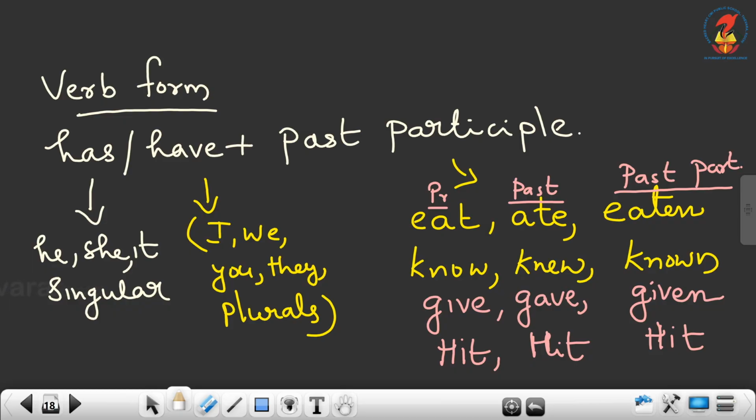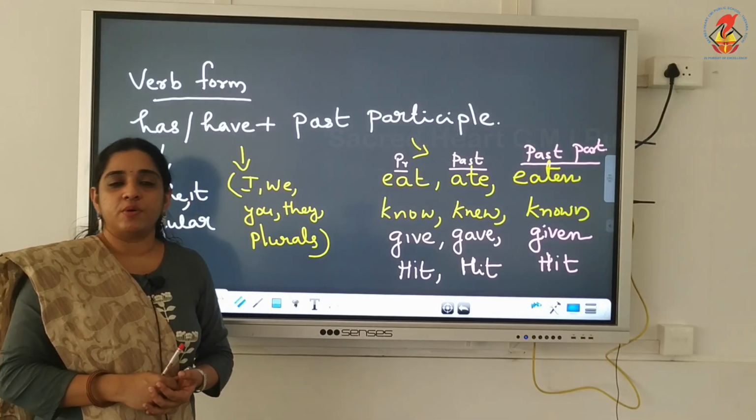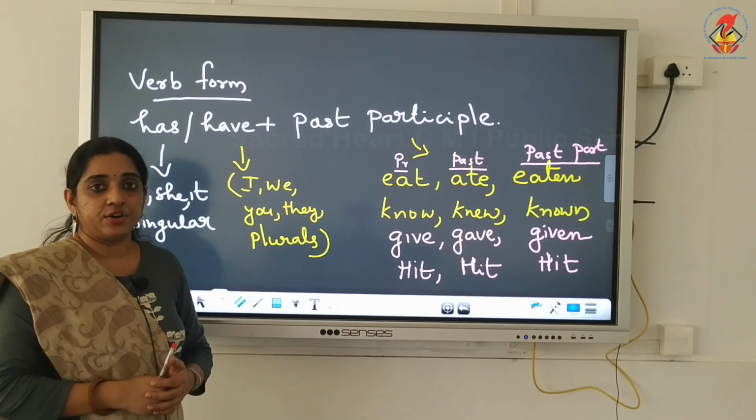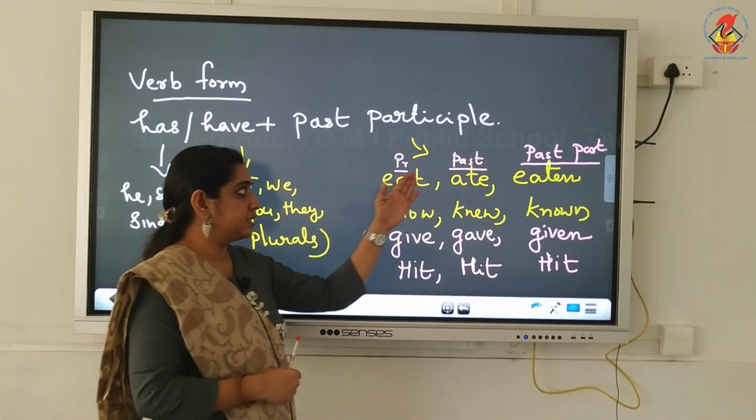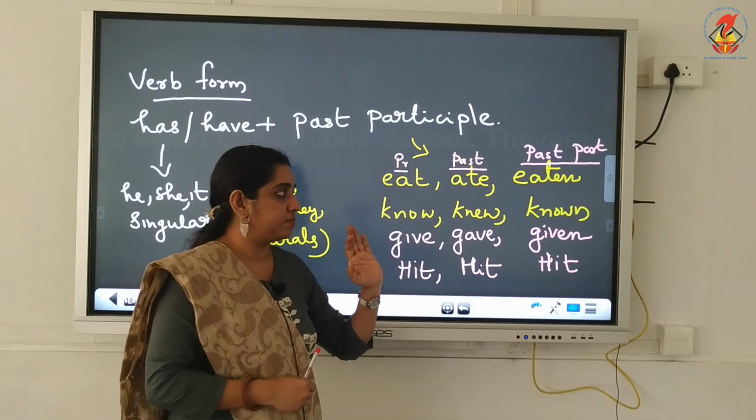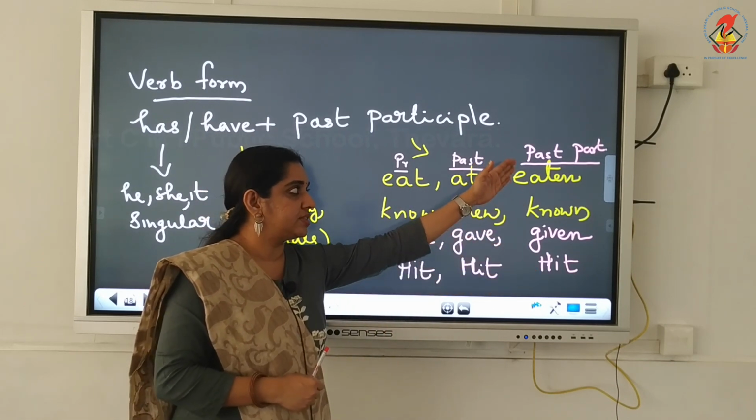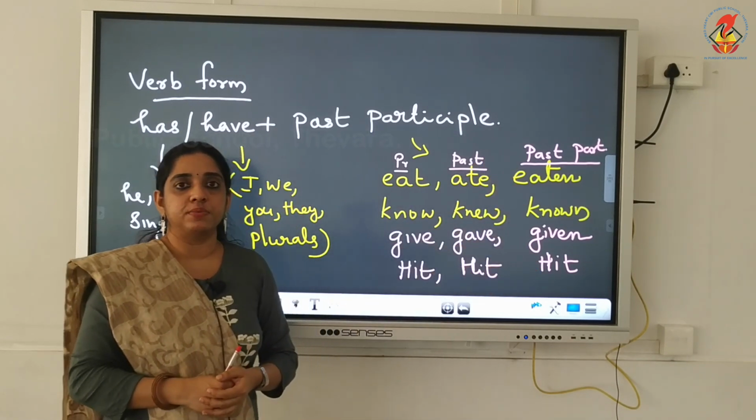See, verb form: has or have plus past participle form. You already know it. Has is used with he, she, it and all singular. You will be using has, and have is used with I, we, you, they and all plurals. Now, past participle form of the verb. What is this past participle form of the verb? The third category of verbs, that is present tense, past tense and past participle. In this third position you can see the past participle form.